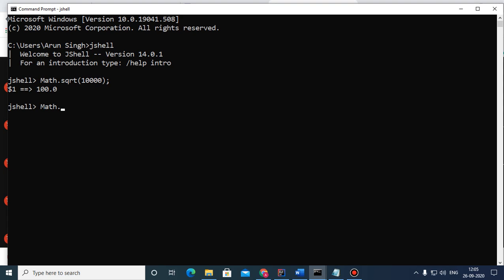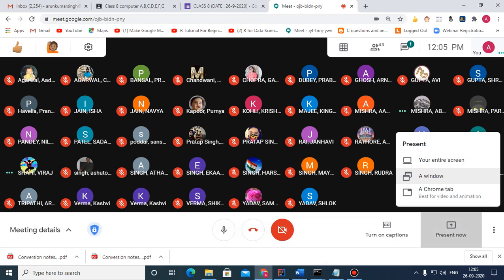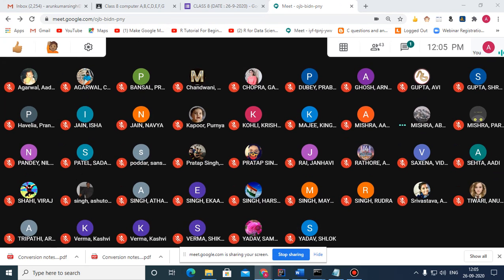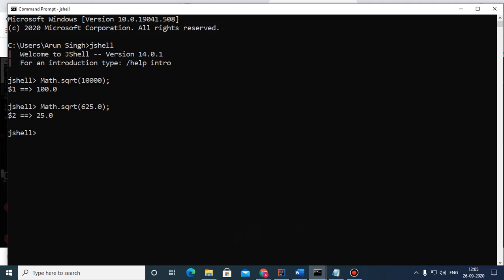And suppose here I'm just passing math.sqrt of 625.0. Yes, what is the answer this time? The answer will again be the square root of the number, which is 25.0. So children, this sqrt function finds the square root. Now I think the screen is visible.